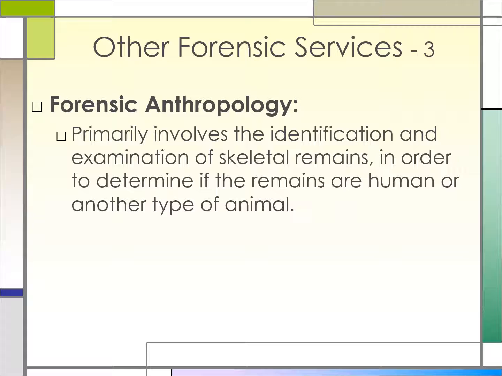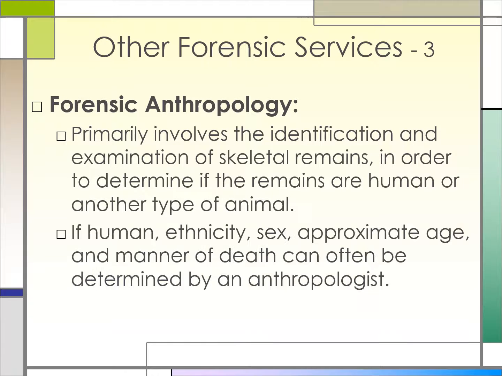Forensic anthropology primarily involves the identification and examination of skeletal remains in order to determine if the remains are human or other type of animal. If human, the ethnicity, sex, approximate age, and manner of death can often be determined by an anthropologist. So in the unit that we're going to do this week, we are actually going to be able to determine if the victims are male or female, approximate age, and approximate height.